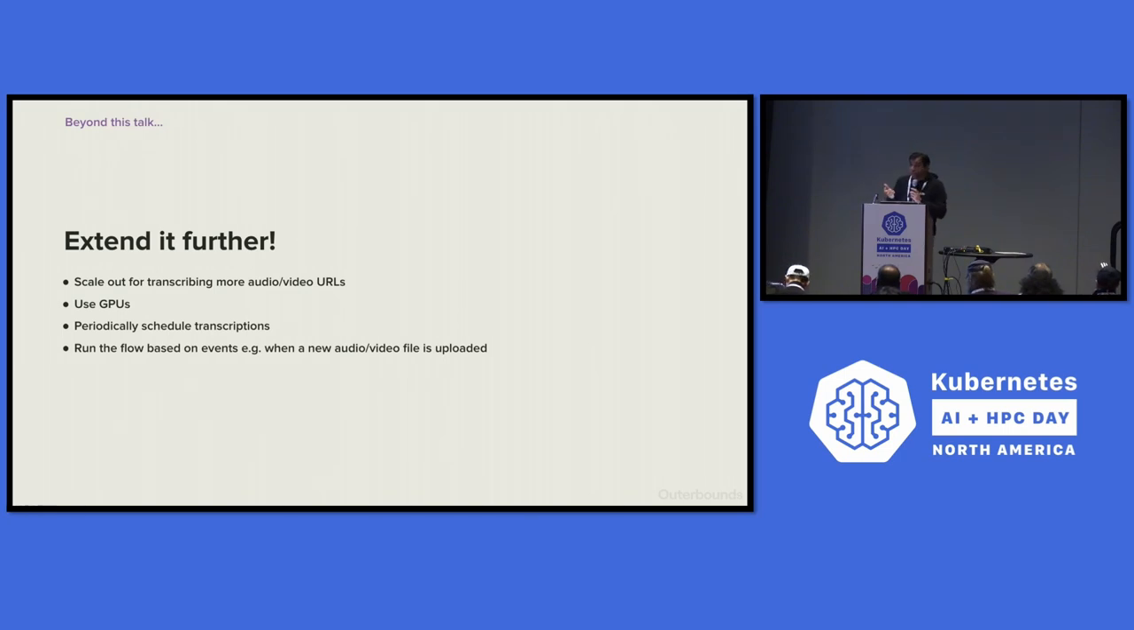You could use GPUs. In this case, we saw that we could use CPUs, but you can easily use GPUs for this. The amount of time it takes for transcribing audio to text using GPUs is orders of magnitude less than what it takes for CPUs. You can schedule these flows periodically. So you can have these, let's say, run every night, and you have some YouTube video that gets updated every day, so you can transcribe videos every day or every night. And then run these flows based on events.